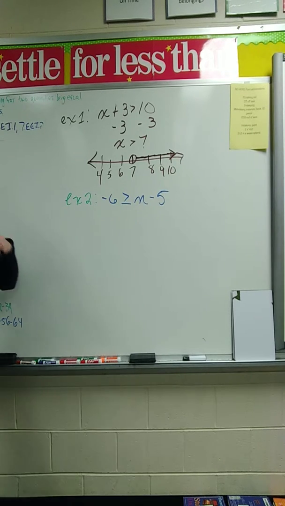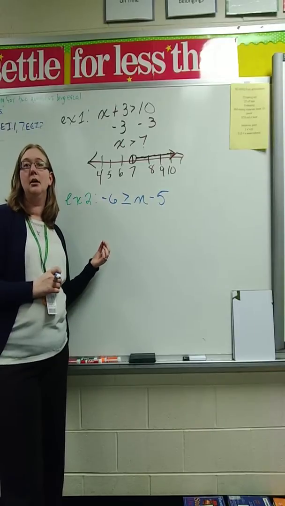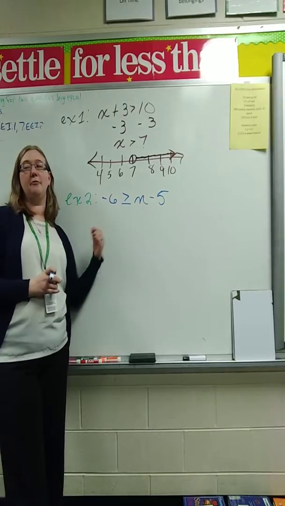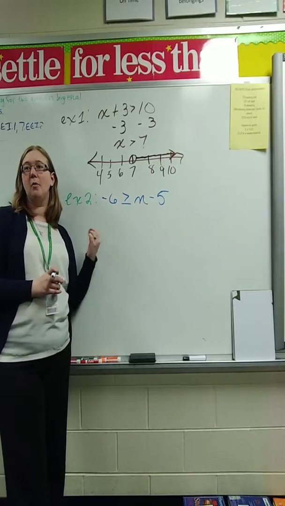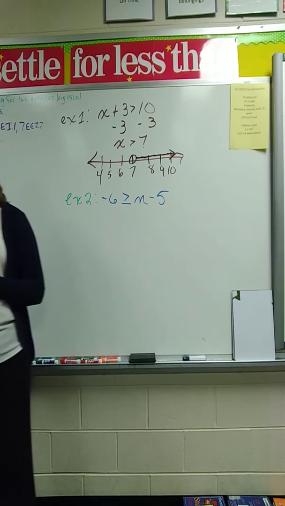What am I going to do first to try to get this inequality simplified so that I have a variable and one other number? What am I going to do to get that variable n by itself?